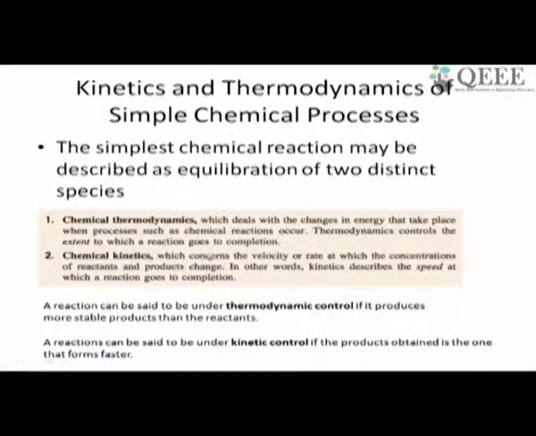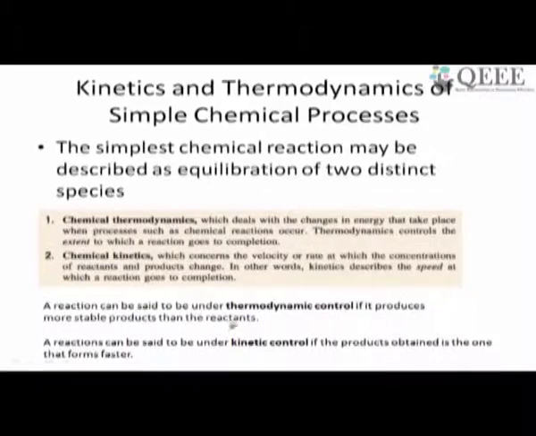And chemical kinetics is concerned with the velocity or the rate at which the concentration of the reactants and products changes. In other words, kinetics just describes the speed at which the reaction goes to completion. Chemical kinetics is all about the speed of the reaction, how fast the reaction goes. And sometimes there is no direct correlation between the two, but sometimes there is a correlation.